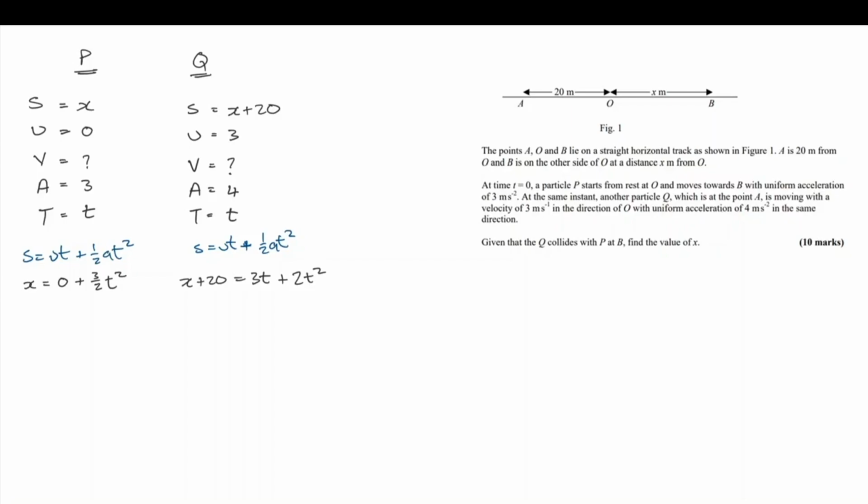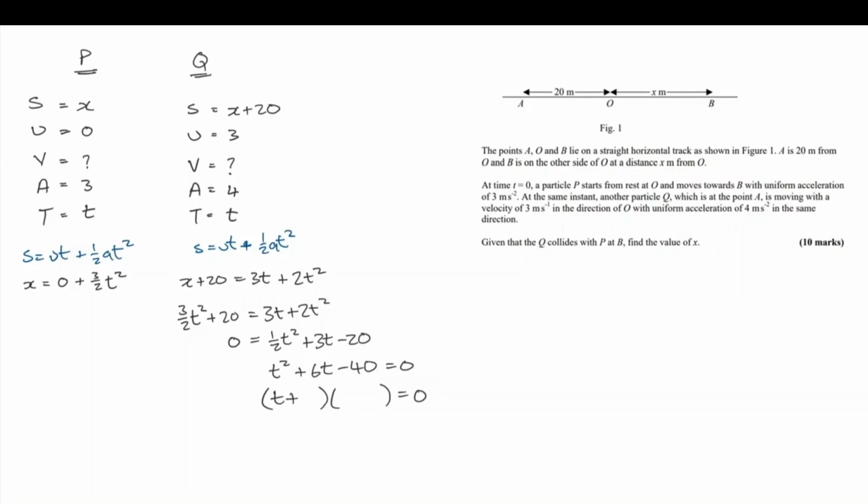Well, on the left, I have an expression for x, and on the right, I can substitute that in. So, swapping x for 3 over 2 t squared, we get a new equation, which is actually a quadratic. We can tidy this up, we can rearrange, and I get 0 equals a half t squared plus 3t minus 20. I'm going to multiply by 2 to get rid of the fraction, and this is a quadratic I should be able to factorize by hand.